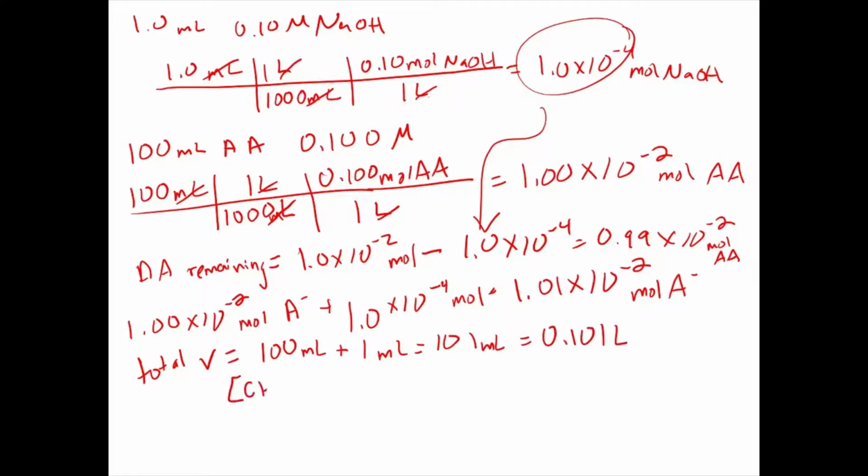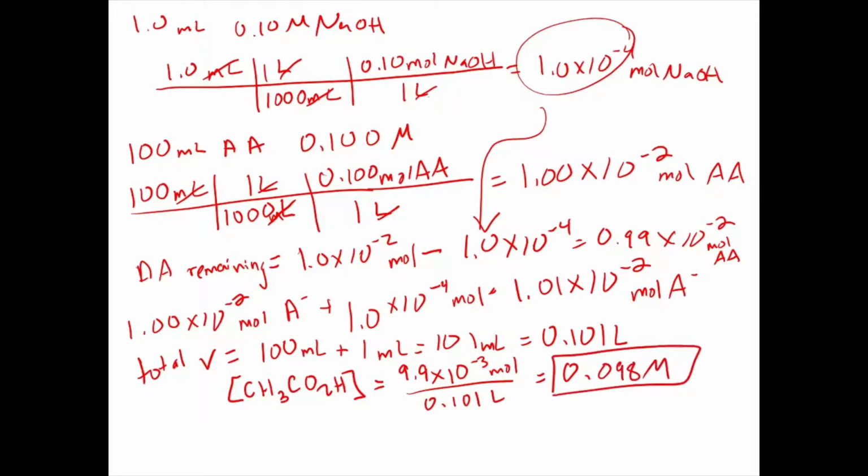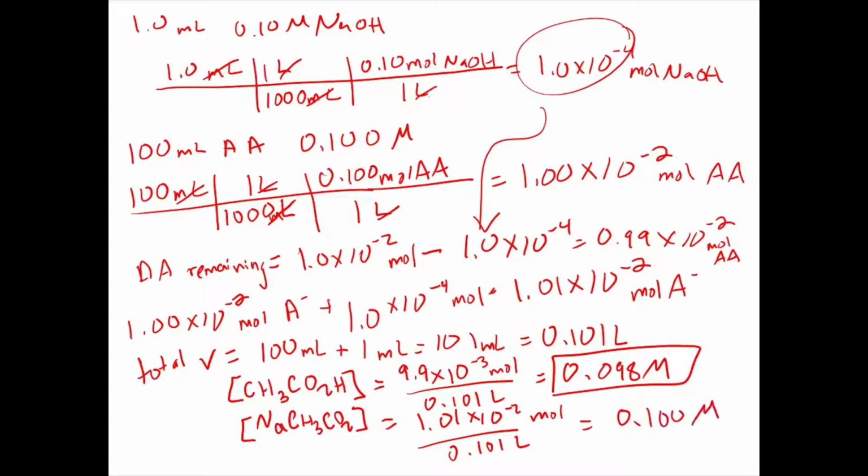So our concentration of acetic acid, CH3CO2H, which I've just been writing as AA, is equal to 9.9 times 10 to the negative third moles, in regular scientific notation, divided by 0.101 liters. This is 0.098 molar. And our concentration of the acetate ion, which is sodium acetate, CH3CO2-, equals 1.01 times 10 to the negative second moles divided by 0.101 liters, and that's 0.100 molar.